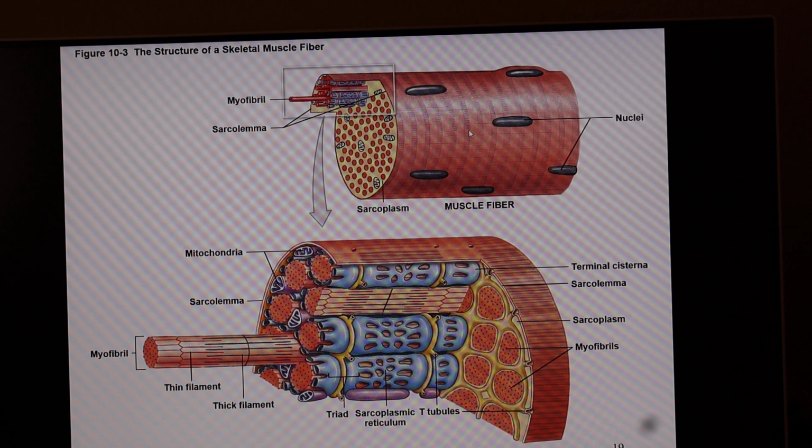This is another picture of a skeletal muscle fiber, also showing you again the numerous nuclei and a myofibril, sarcolemma, and this is another structure. I want you to see the thin filament and the thick filament, which are mainly for the contraction of the muscles.